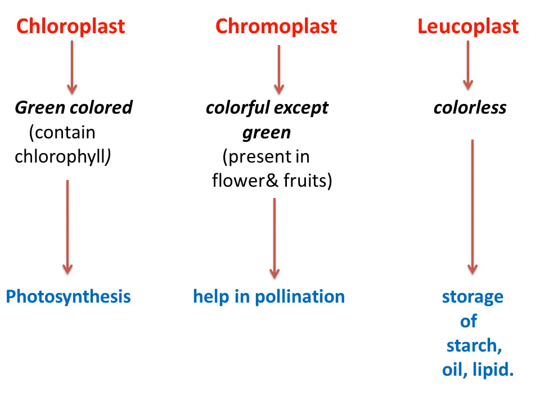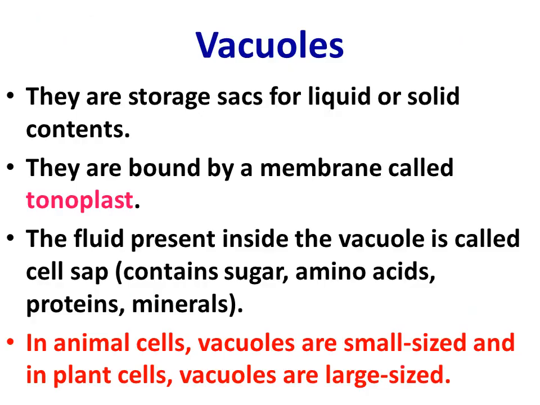Chromoplast. They are colorful plastids except green. And they are present in flowers and fruits. You might have seen the flowers and fruits, they are colored. Why? Because chromoplasts are present inside them. Now what is the function of chromoplasts? They help in pollination. And the last is leucoplast. Leucoplasts are the colorless plastids and they help in the storage of starch, oil, lipids.